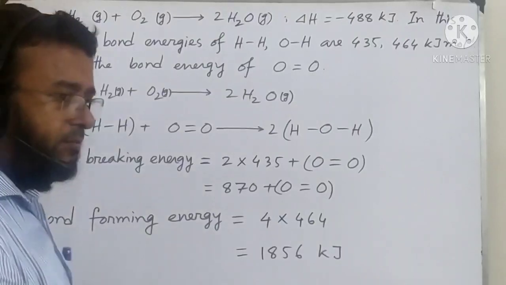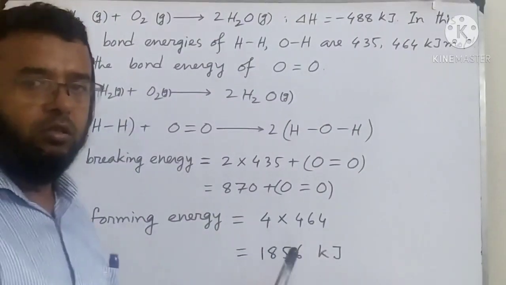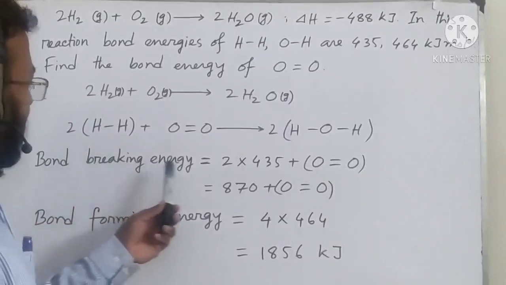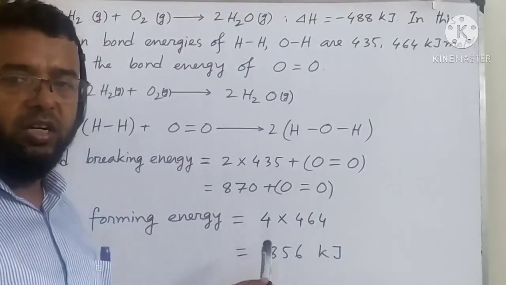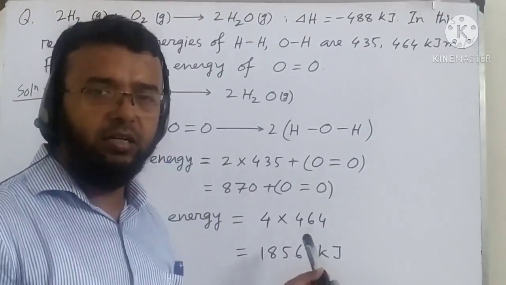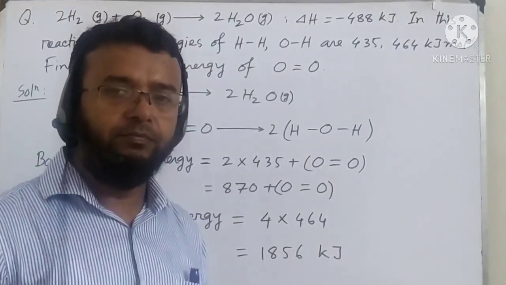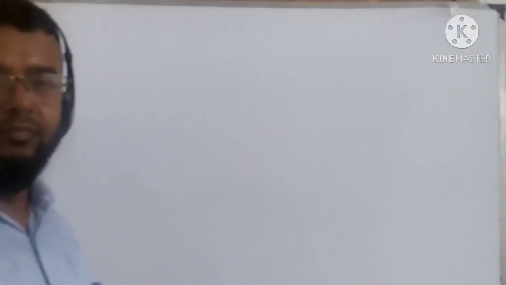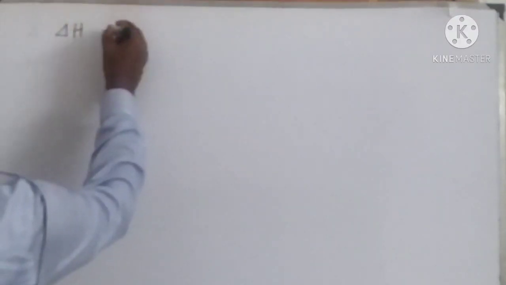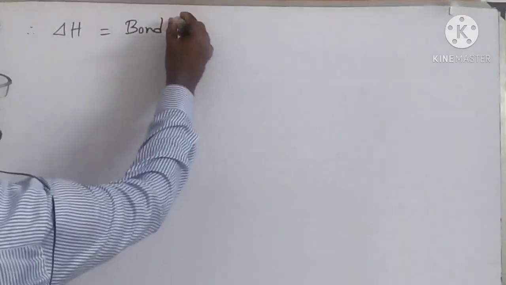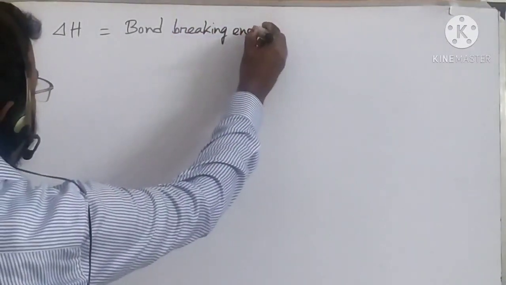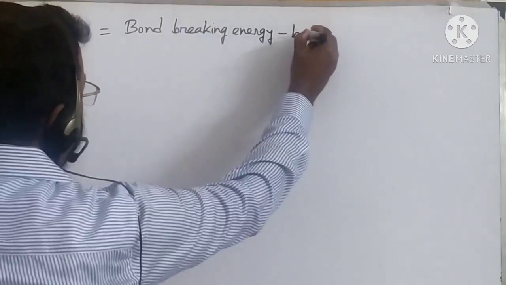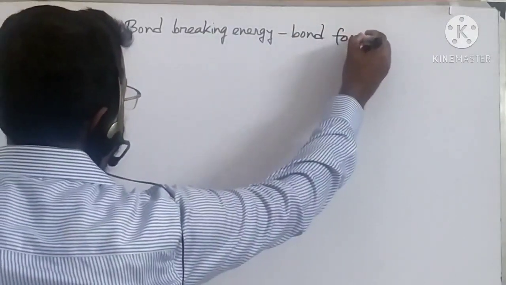Now all of you see that I have written first the bond breaking energy, then the bond forming energy. Now we will write the equation del S. Everybody write it. It has a second part. Okay, therefore del S equals bond breaking energy minus bond forming energy.